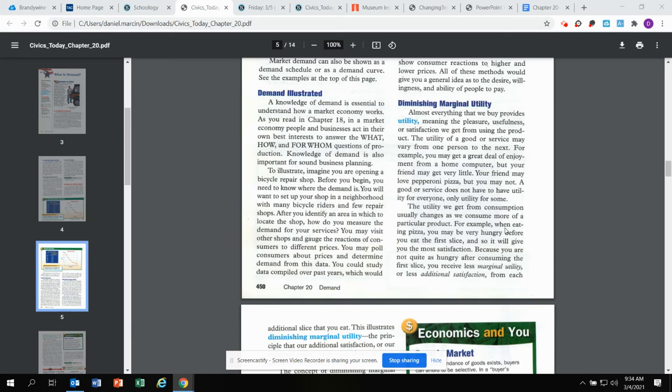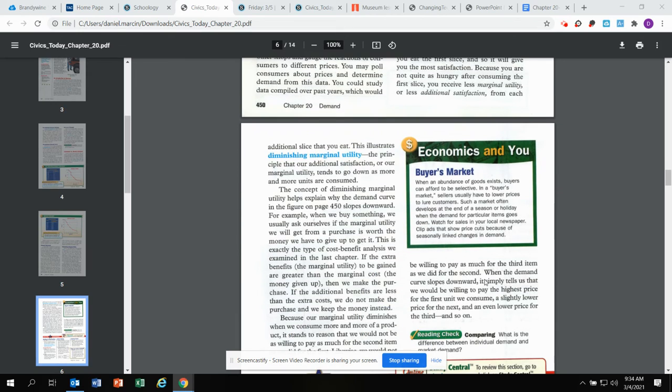The utility we get from consumption usually changes as we consume more of a particular product. For example, when eating pizza, you may be very hungry before you eat the first slice, and so it will give you the most satisfaction. Because you are not quite as hungry after consuming the first slice, you receive less marginal utility, or less additional satisfaction, from each additional slice that you eat. This illustrates diminishing marginal utility, the principle that our additional satisfaction, or our marginal utility, tends to go down as more and more units are consumed.